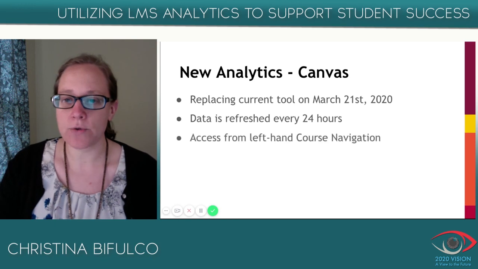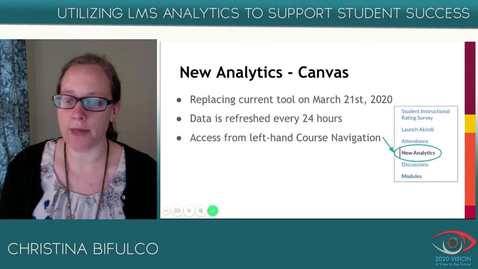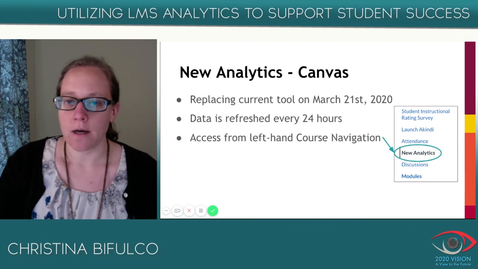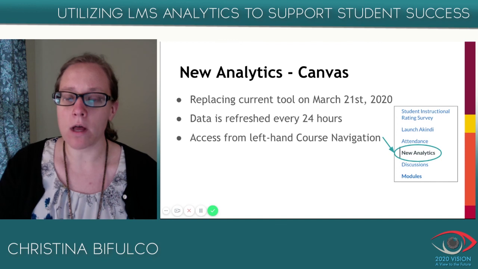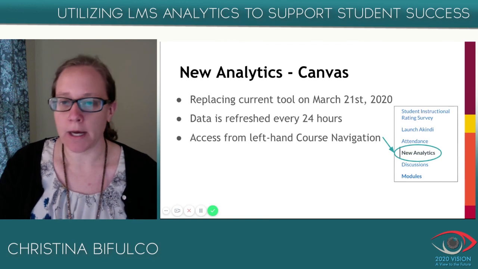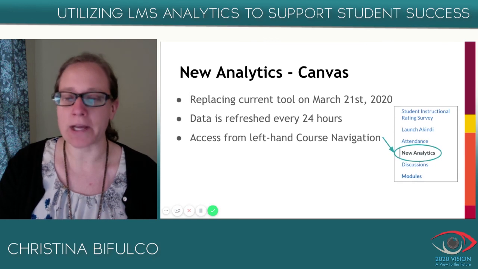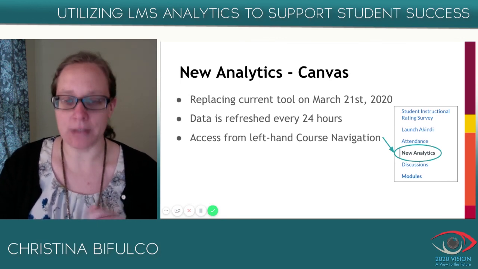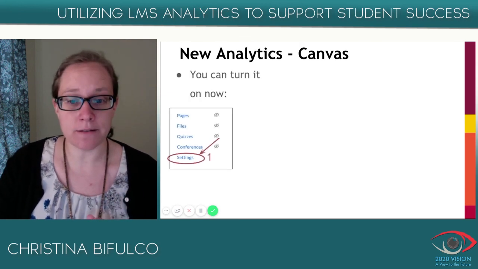You can get to New Analytics from that left-hand course navigation. Under that left-hand course navigation, you should see New Analytics there. Now, from what I understand, it should be getting pushed out to all Canvas courses at this point. I know in the fall, though, a lot of people said they still were not able to see it. You can turn it on. The way you're going to turn it on, if you don't see that New Analytics link on the left-hand side, is you're going to go to Settings.